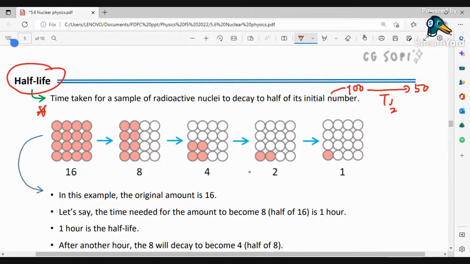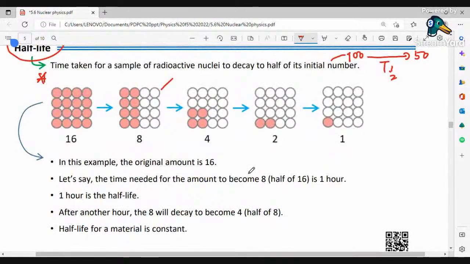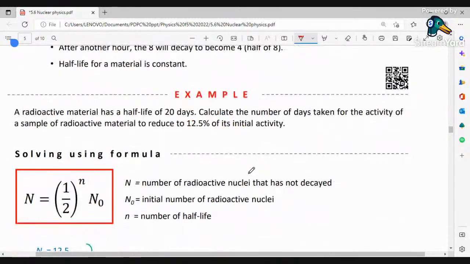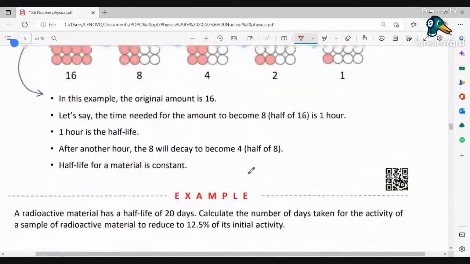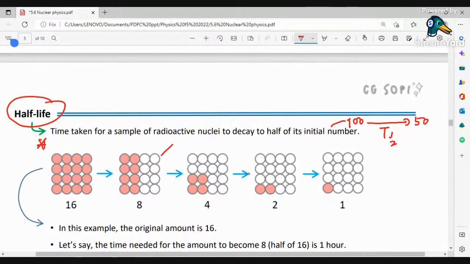Okay, for example, this is initial activity, 16. After one half-life, it becomes 8, half. Means half of it decays and half of it still remains. Okay, separuh sudah hilang, tinggal separuh. Separuh yang hilang tu kita panggil decay. Untuk half-life, we can use symbol T half, ataupun boleh guna T half macam ni, ataupun capital T half pun boleh.